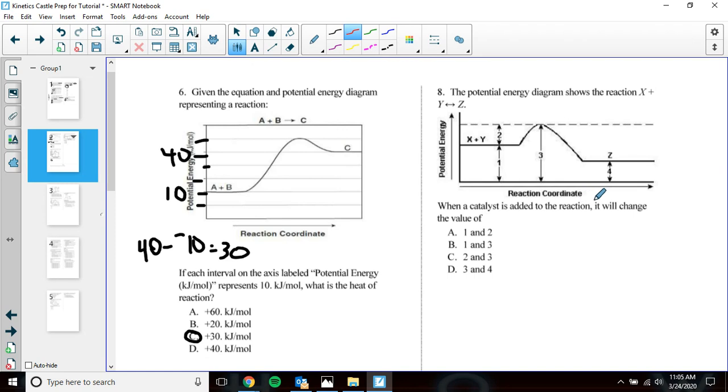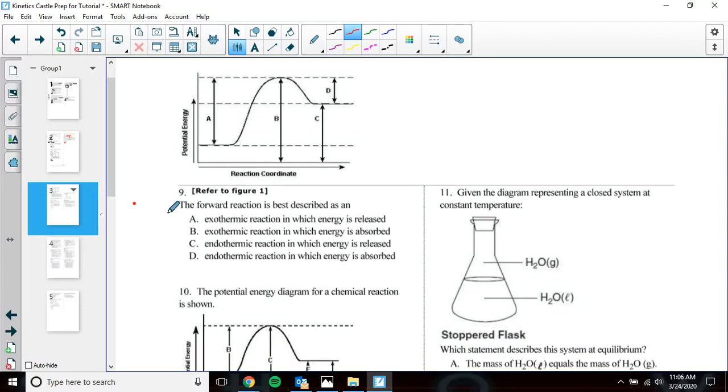Number 8, the potential energy diagram. When a catalyst is added to the reaction, it will change the value of... Well, this is a bad curve, but I know that a catalyst will do this, and so that's going to lower anything touching this line. I see 2 touches that line, and I see 3 touches that line. These touch that upper line up here, where 1 doesn't touch it and 4 doesn't touch it. So the answer is 2 and 3. They're the ones touching that top line.